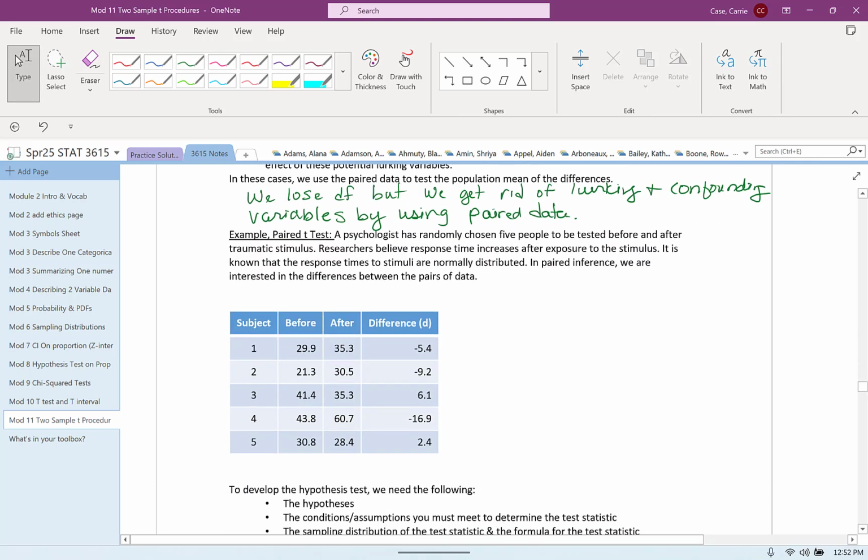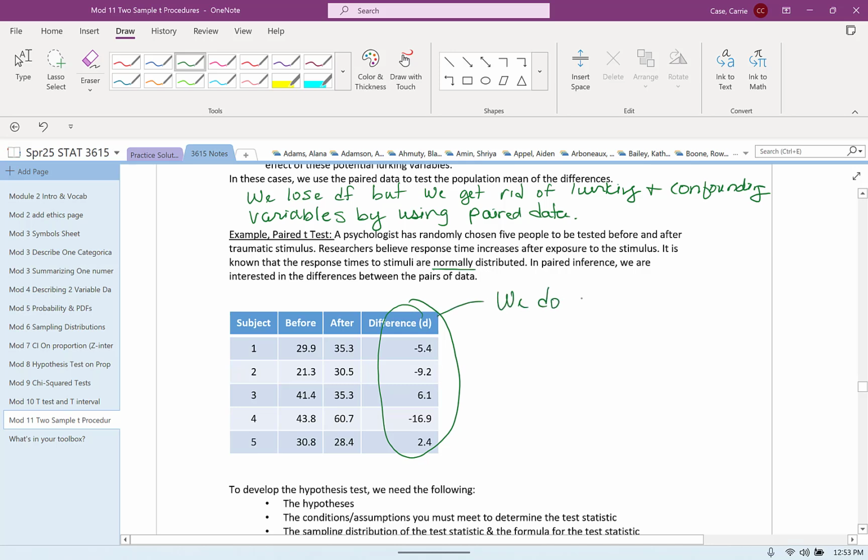So let's go ahead and do our first example. We're going to do the paired t-test. A psychologist has randomly chosen 5 people to be tested before and after some traumatic stimulus. Researchers believe that response time increases after exposure to the stimulus. It's known that the response times to stimuli are normally distributed, so we're also told normal. In paired inference, we're interested in the differences between the pairs of data. And so we have subjects one, two, three, four, and five. Their before response, their after response, and the differences.